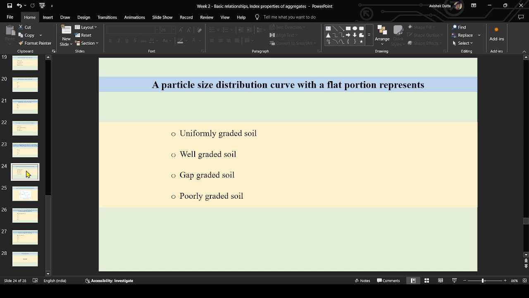I repeat the question. A particle size distribution curve with a flat portion represents uniformly graded soil, well graded soil, gap graded soil, or poorly graded soil.